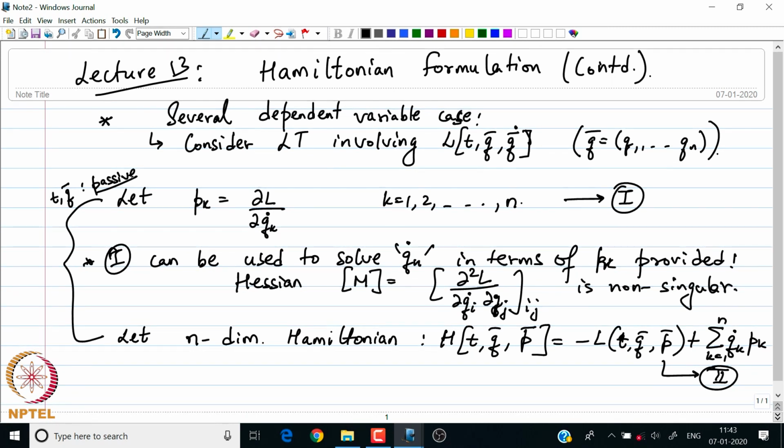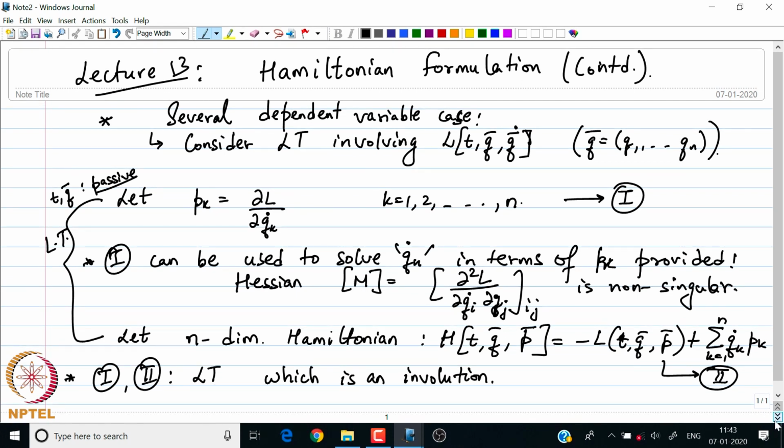From here I can quickly check that this Legendre transformation defined by 1 and 2 is an involution. So the first statement that I want to show is that 1 and 2 is a Legendre transformation which is an involution. Let me show how.